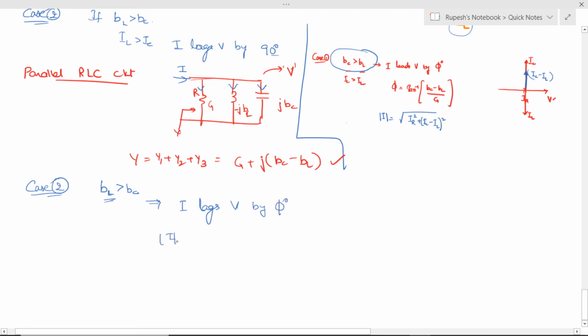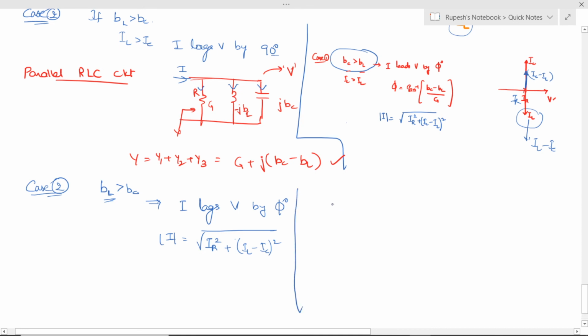The magnitude of that current will be root of... Here the reverse happens. As BL is greater than BC, this lower vector length will be more. That is IL minus IC will be in the downward direction, and IR is in this direction. So the magnitude of the resultant current is root of IR square plus (IL minus IC) whole square.